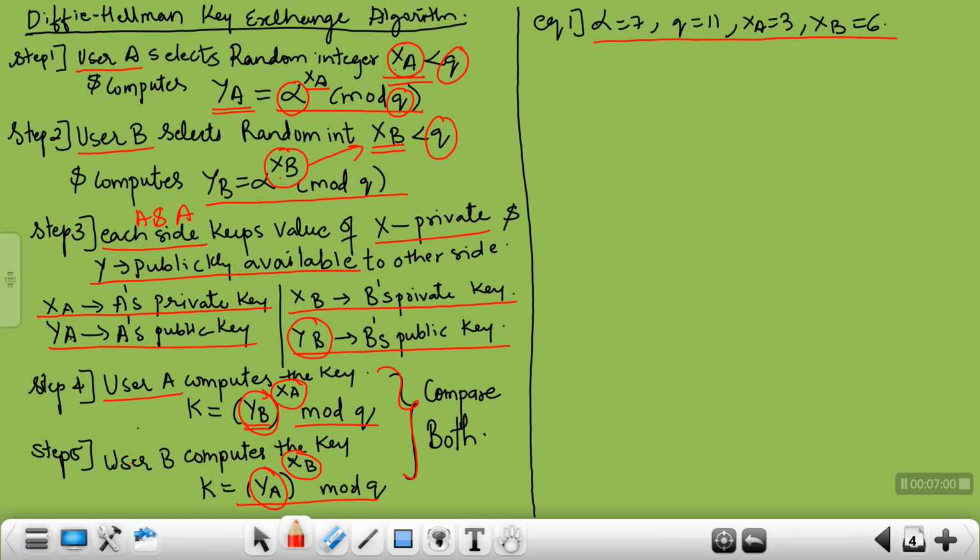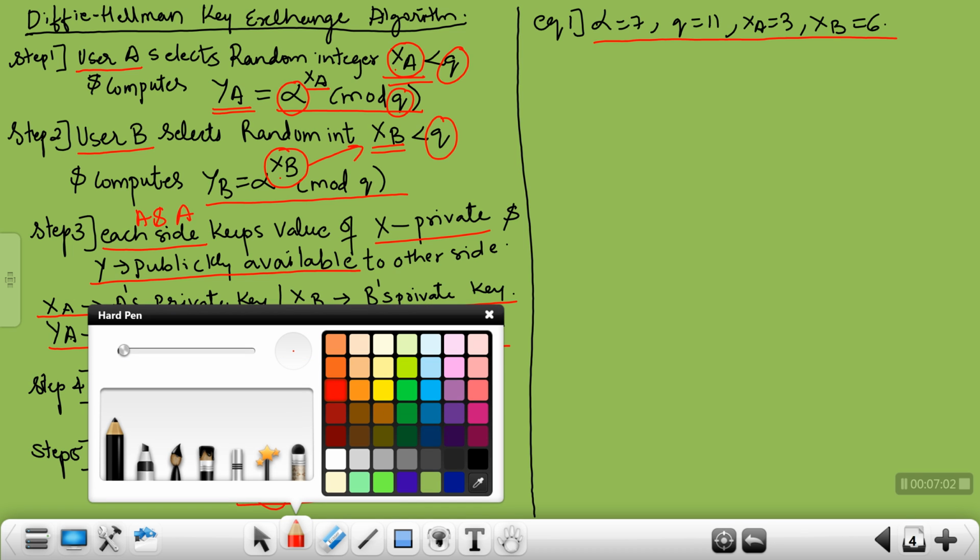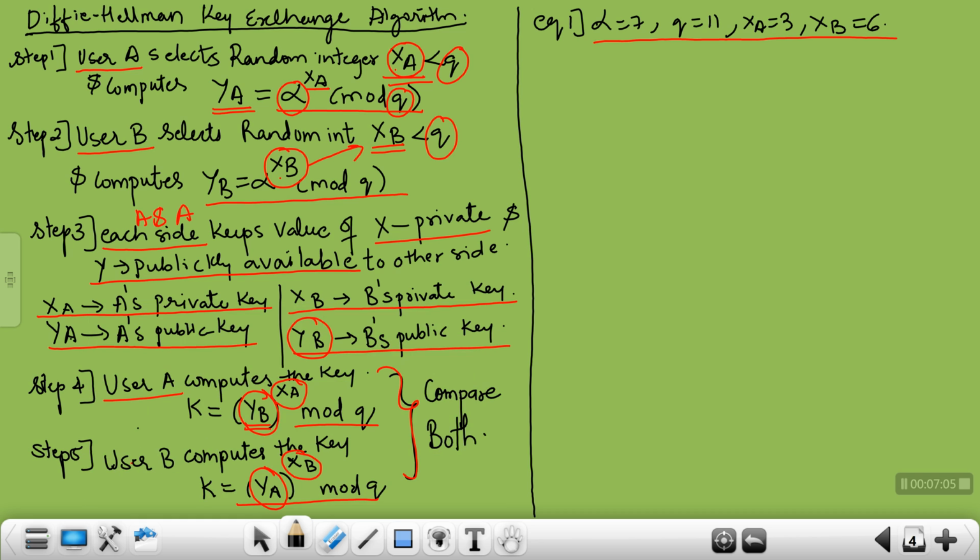In step number 1, we need to calculate YA, that is the public key of A. YA is, as per the formula, alpha raised to XA mod of Q. What is alpha? 7. So 7 raised to 3 mod of Q.